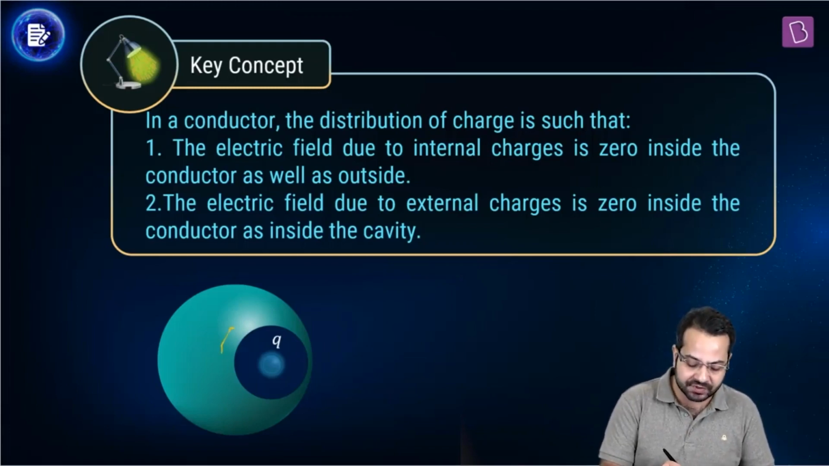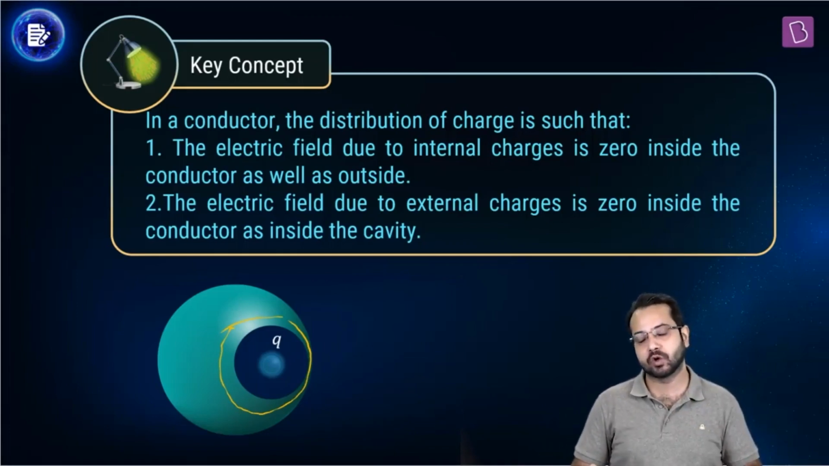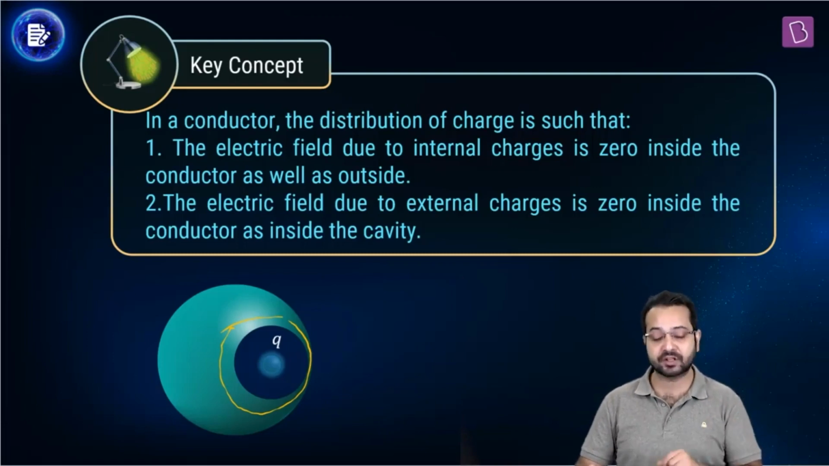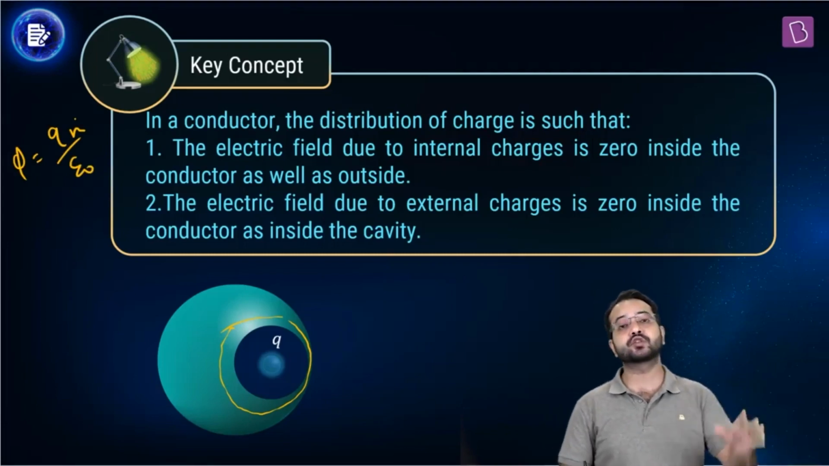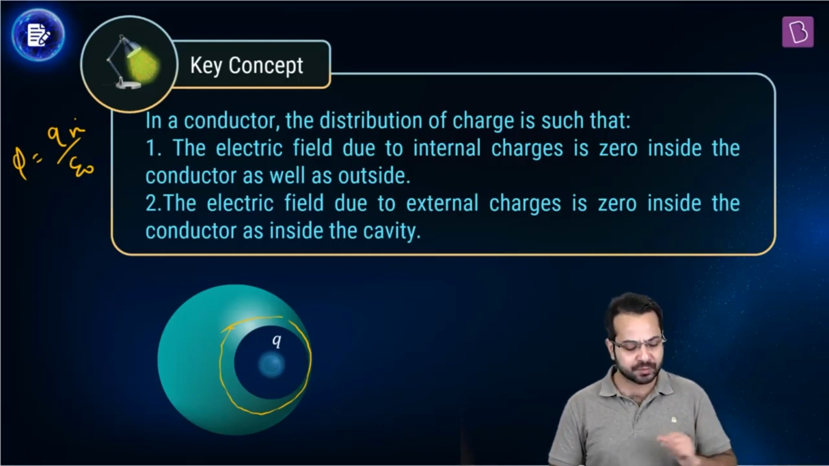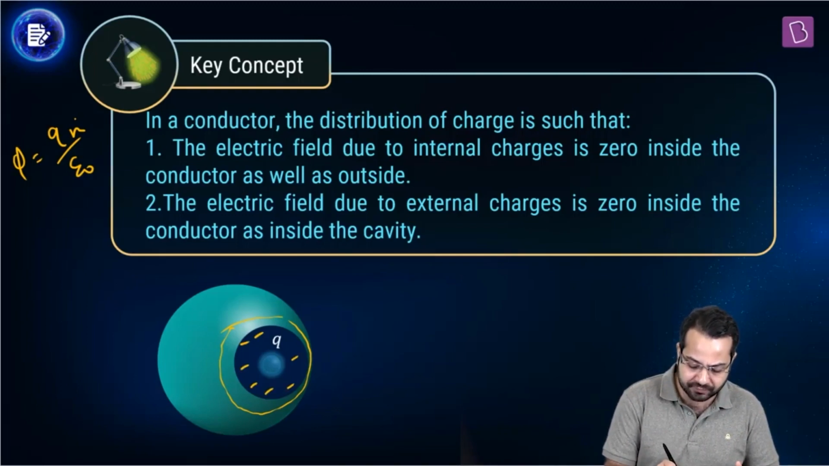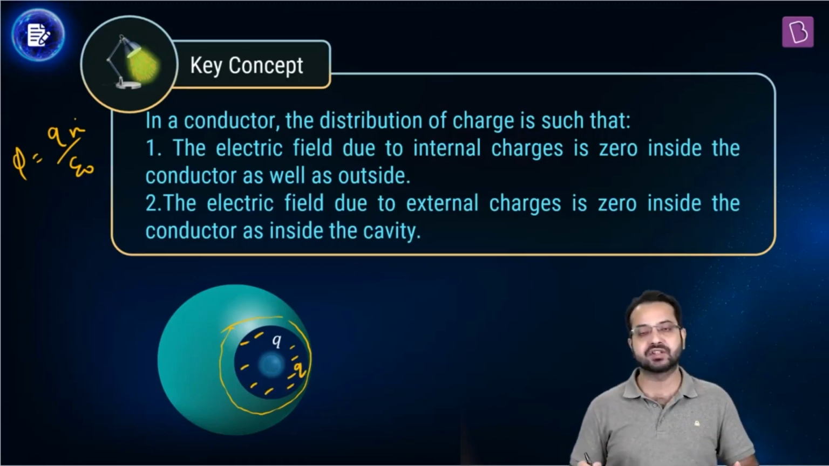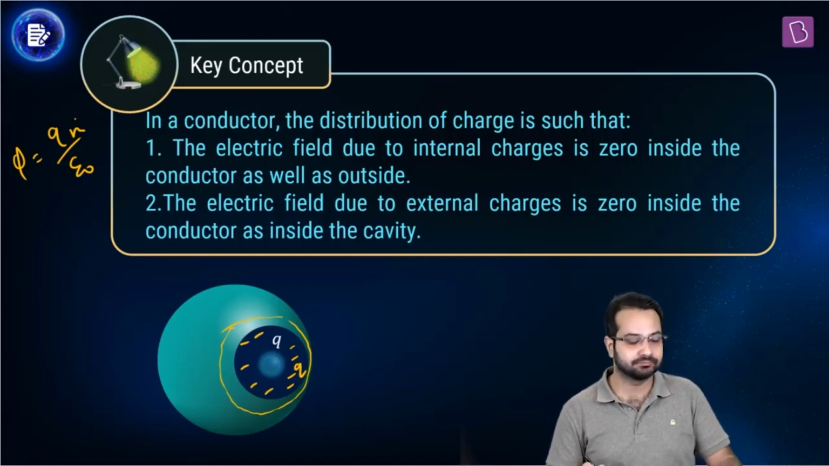Now if we take a Gaussian surface through the meat of the conductor, we know that through the meat of the conductor the electric field is 0. Okay, so if electric field is 0, the flux through this Gaussian surface is 0, and the flux is given as Q inside upon epsilon naught. So if the flux through this Gaussian surface is 0, then Q inside must be 0. Okay, which means that if there is a charge Q, then on the inner surface of the conductor there must be a charge minus Q, so that the net charge inside is 0.